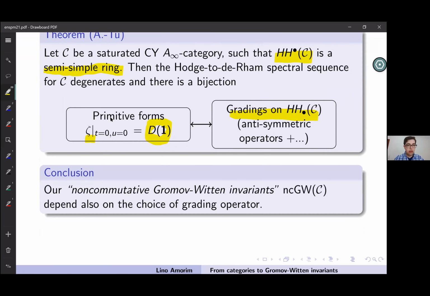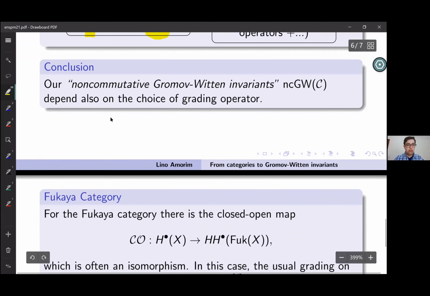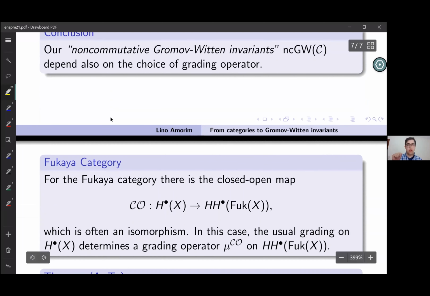So they're not just an invariant of the category. Of course the natural question is, what if the thing you start with is the Fukaya category? We want to end up with the usual Gromov-Witten invariants of the space. Otherwise this would be some kind of categorical mess that no one would care about. So the point is that we have to pick the correct grading operator. And there is a way of doing that in the case of the Fukaya category, because for the Fukaya category, there is a map called the closed-open map, which is usually an isomorphism between the cohomology of our underlying space and the Hochschild cohomology of the Fukaya category.